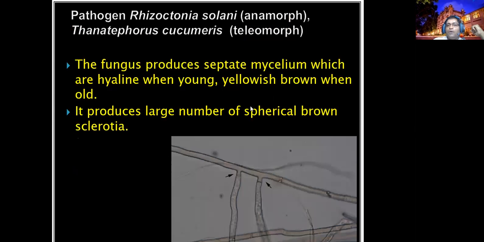If you take the pathogen into consideration, I told you there are two stages. In both stages, the fungus produces septate mycelium. You see the septate mycelium here and there, but it is hyaline. Hyaline means colorless in the initial mycelium, but later it becomes yellowish brown when it is old. Earlier it is hyaline, colorless, right? It produces a large number of spherical brown sclerotia. Earlier the sclerotia are whitish, then they become brownish in color.